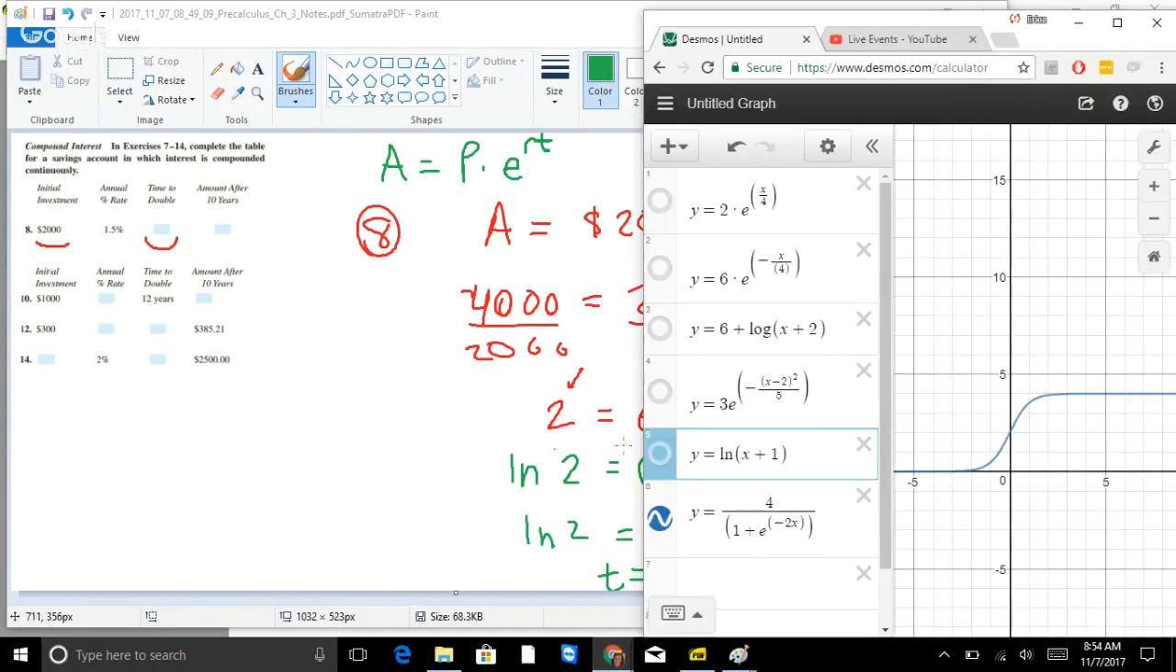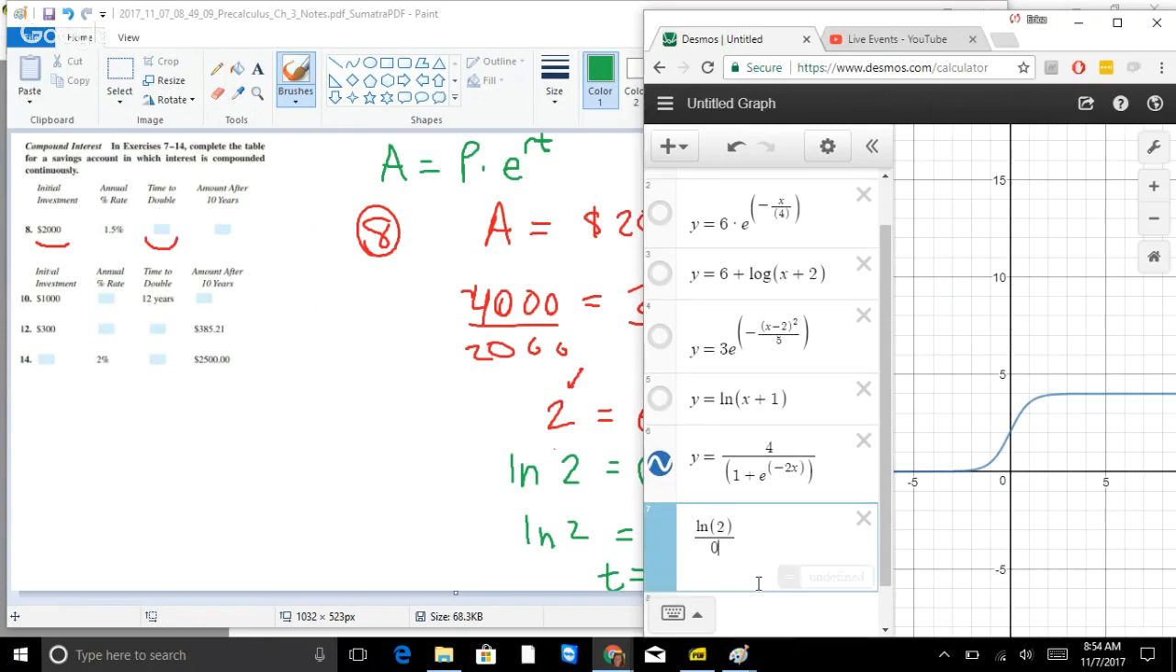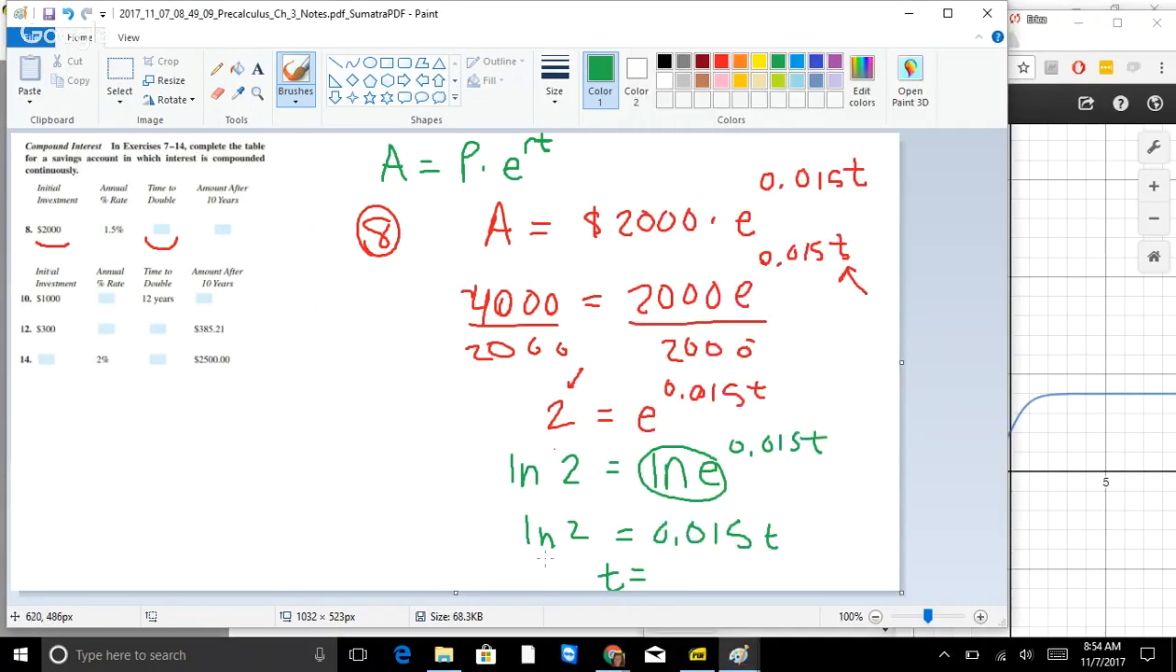Desmos to the rescue. All right, the natural log of 2 divided by an interest rate of 0.015, there we go. So it looks like our time to double is 46.2 years. Wow, we're going to be waiting a long time for our money to double. So our time to double is 46.2 years.